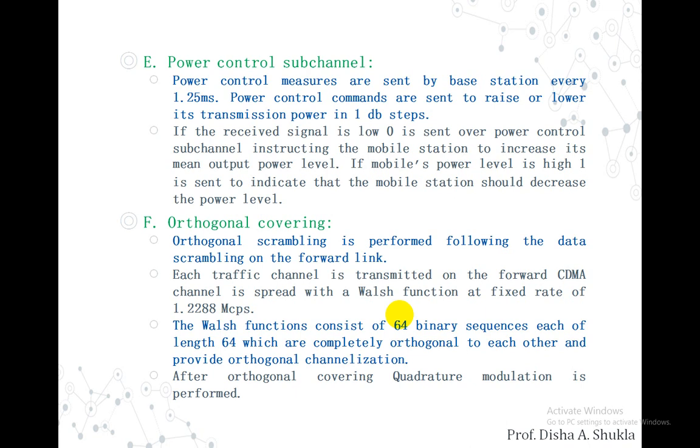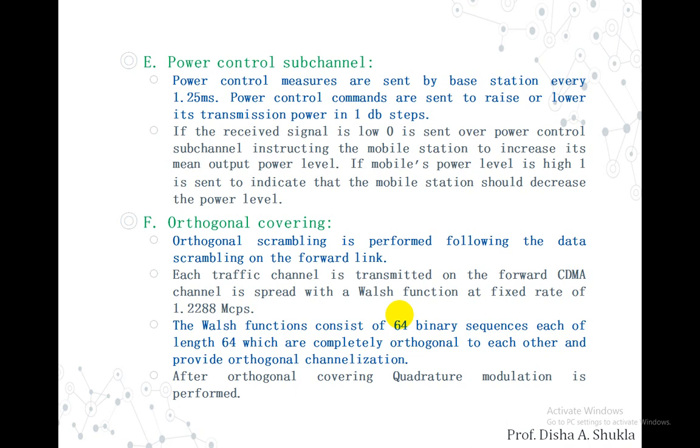So what happens is, the power control subchannel will be instructing the mobile station to increase its output power level if a 0, that is, a low bit is passed, and if a 1 bit is passed, then it will indicate that the mobile station should decrease its power level.